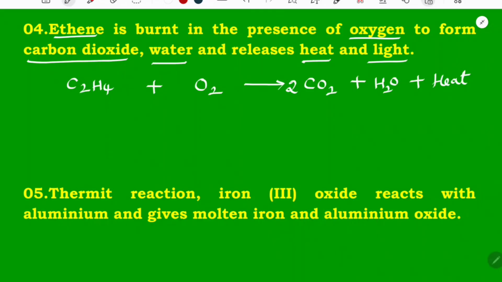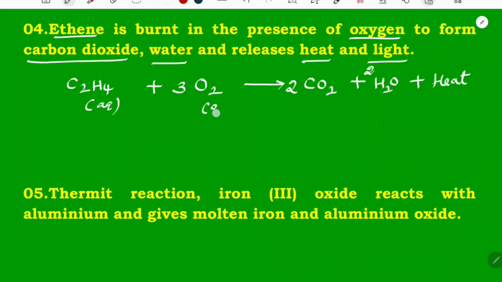Carbons balanced. Okay, what about oxygens? This side, how many oxygens are there? Here 1, here 4, total 5. So 5 means, so if we keep 3 here, 3 means what happens? Just you can check. If we keep 2 here, then you check. So oxygens here 6, this side 2 into 2, 4 plus 2, 6. So the equation is balanced.